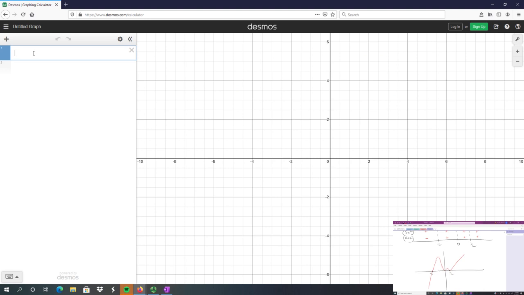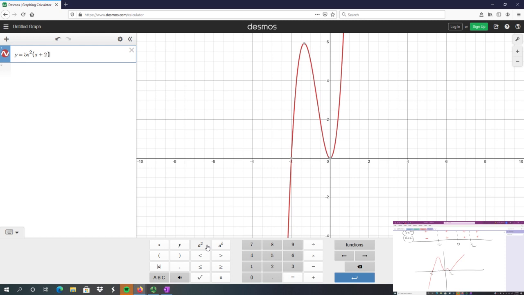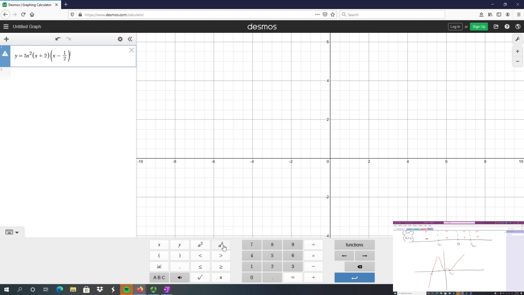And so we have y equals 5x squared, so we'll pull up this little toolbar here, times x plus 2 times x minus 1/2. And this is raised to the 4th power. And we get our graph.